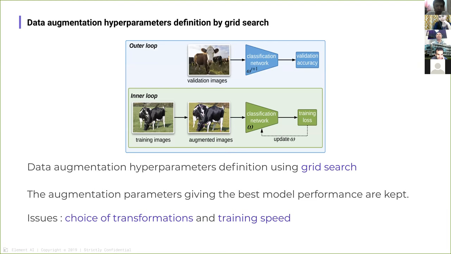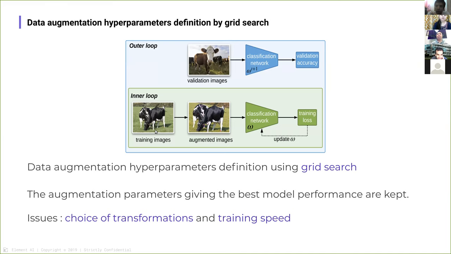So to make it easier for you to understand our approach, I will start with the most standard thing that people are doing when using data augmentation to train a classifier. What people are doing in practice is grid search. Grid search is quite simple. You have your classifier and you have your training dataset. And you have a predefined list of transformations, like rotation, scale, usually flip, color transformations, like saturation, hue, and so on, brightness.